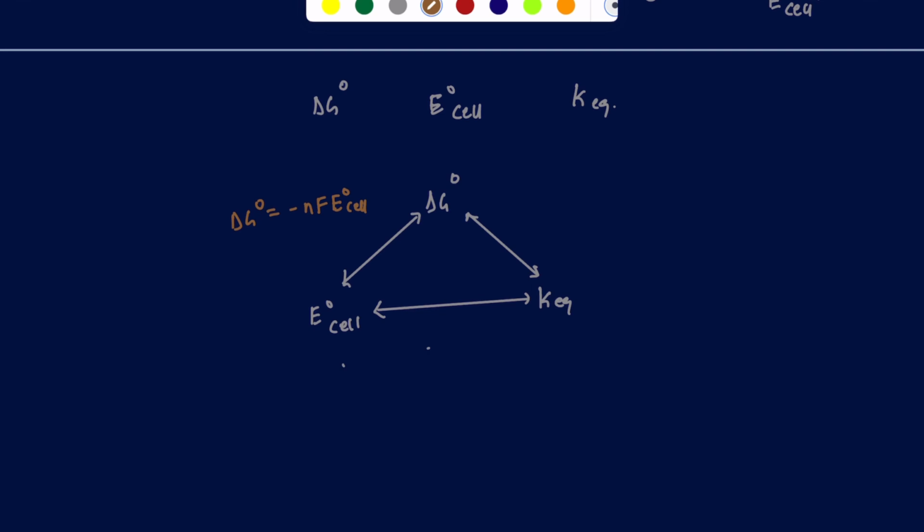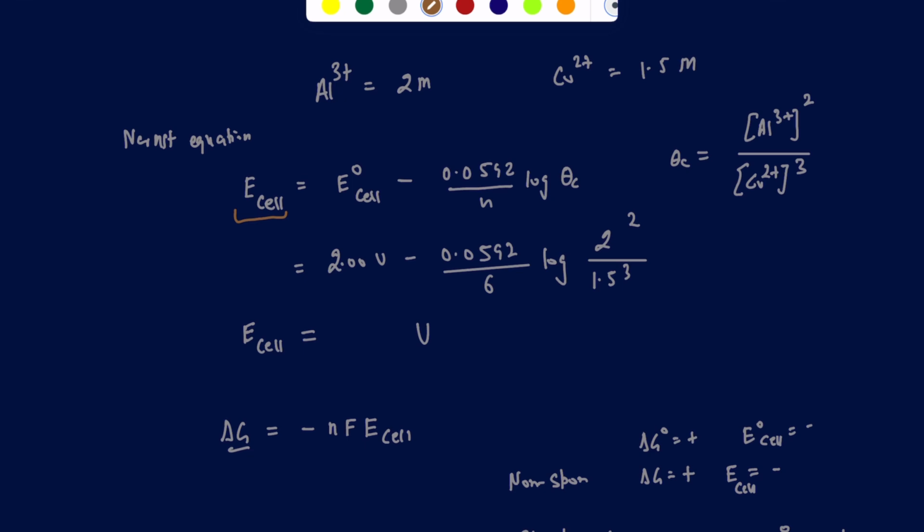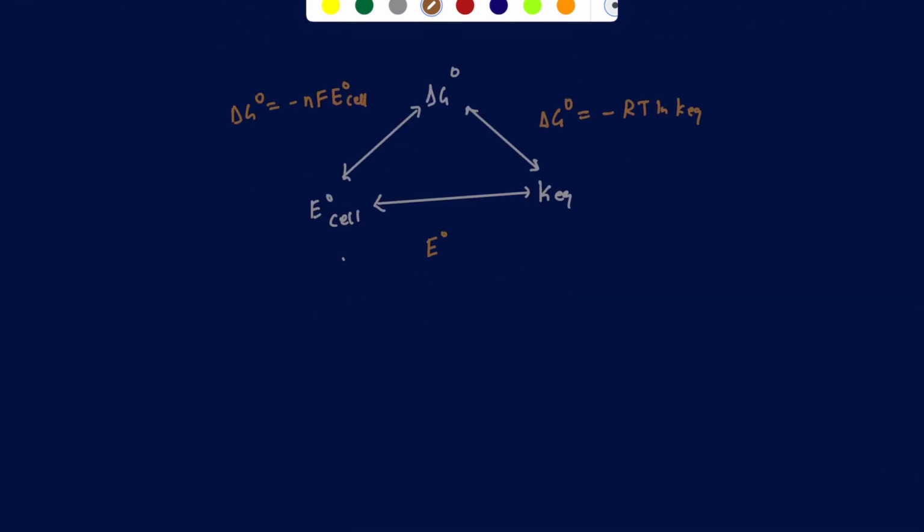and then for the delta G and KEQ, delta G standard equals negative RT natural log of KEQ. And the E0 of the cell and the KEQ relation actually comes from the Nernst equation that we got up here. You just go and plug in 0 and then see what you get out of it. So that would be E0 of the cell equals 0.0592 over N log of KEQ. So sometimes these three equations are going to be helpful depending on what you are given and what you are trying to find out in that particular case.